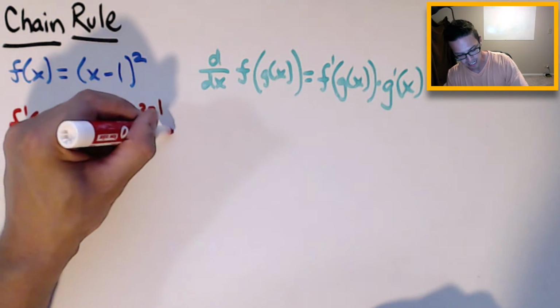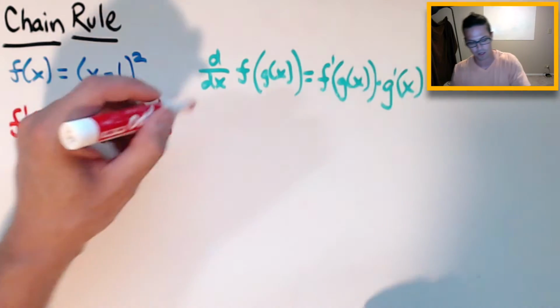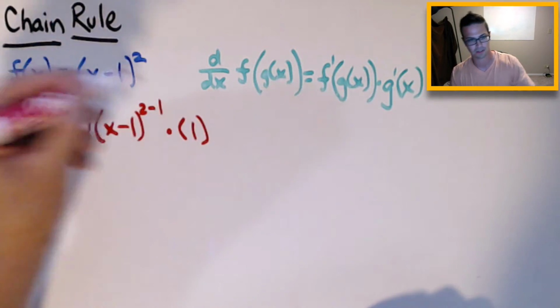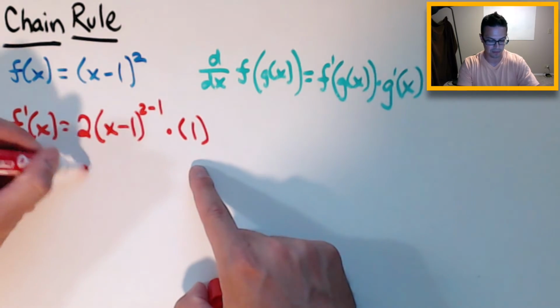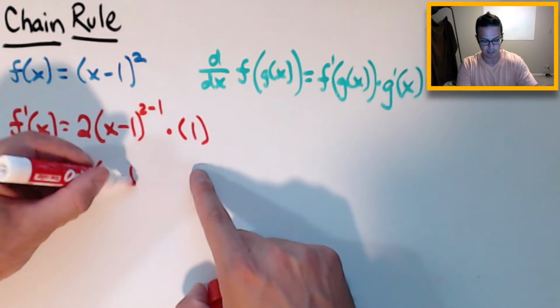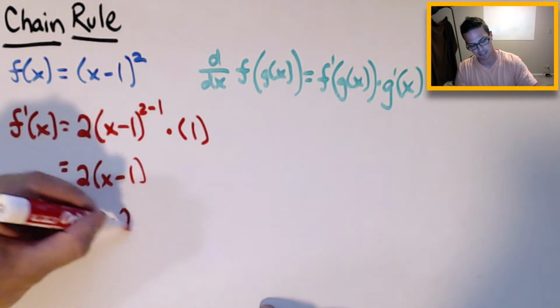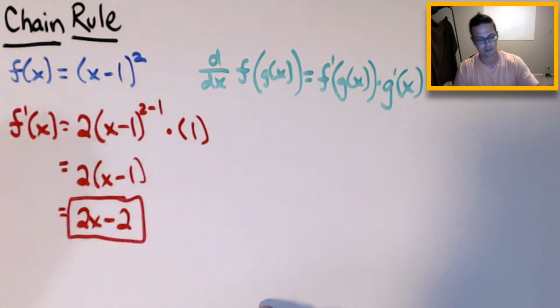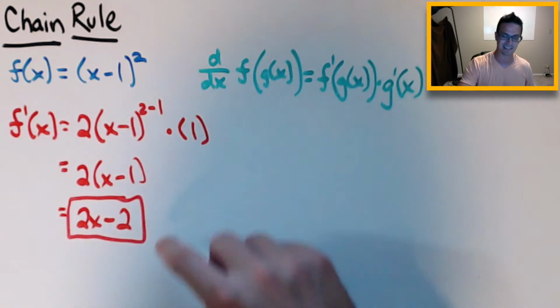And then I'm going to multiply it by the derivative of this inside layer. The derivative of the inside layer, x minus 1, would just be 1. So it's kind of an easy derivative to figure out. So then from there, you would end up with 2 times x minus 1. And then you can distribute this out, and you end up with 2x minus 2 for your answer for this function right here. Now, the great thing with chain rule is that you can actually test this out really quick.